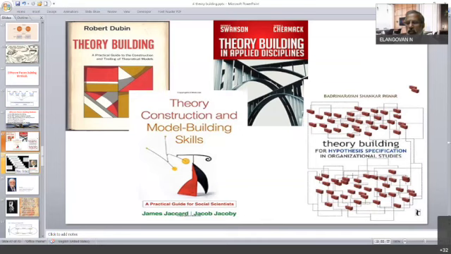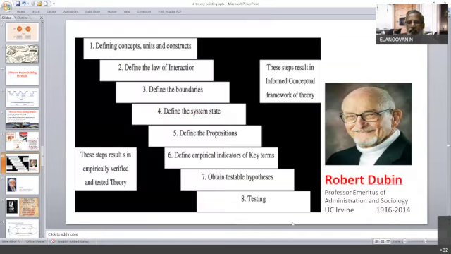So now coming to the 8-step process of Robert Dubin's theory building. These 8 steps can be divided into 2 stages. One is theory construction, the other is theory testing. That is, you first make a conceptual framework and then you collect data and test it. So it includes 8 stages, where first is defining the concepts, units and constructs, defining the law of interaction, defining the boundaries, define the system state, and define the proposition.